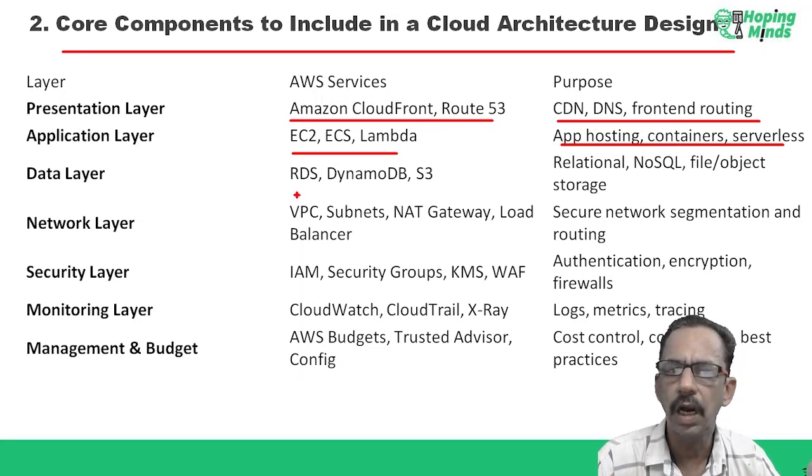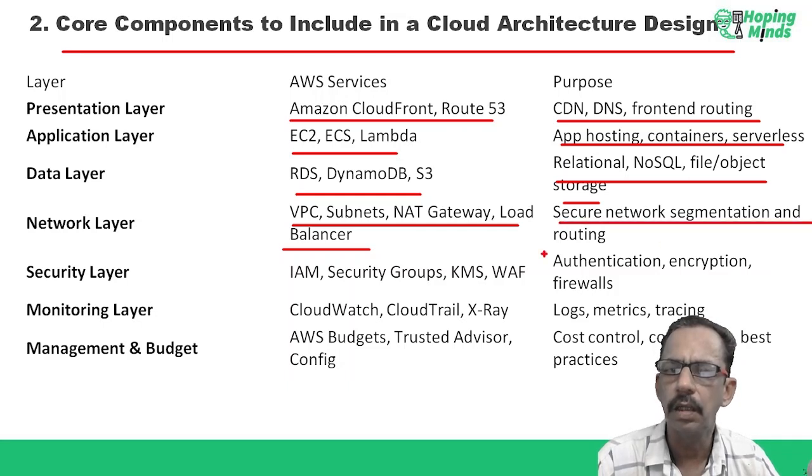Data layer, naturally RDS, relational SQL, and object storage. So we should mention everything. At the network layer, VPC, subnet, NAT gateway, load balancer, for secure network segmentation and routing purposes.